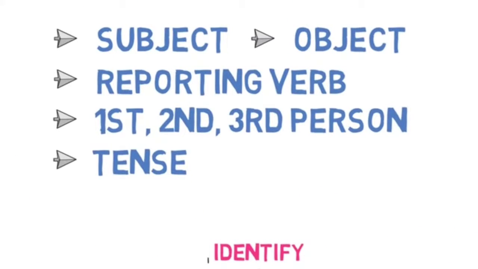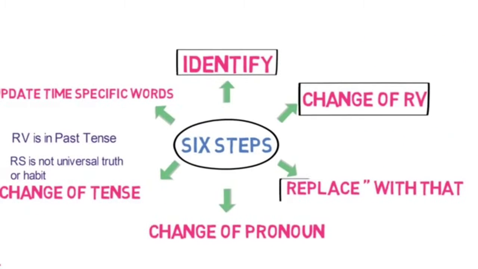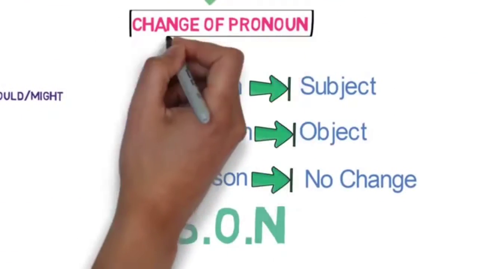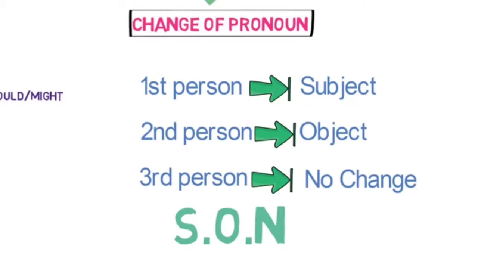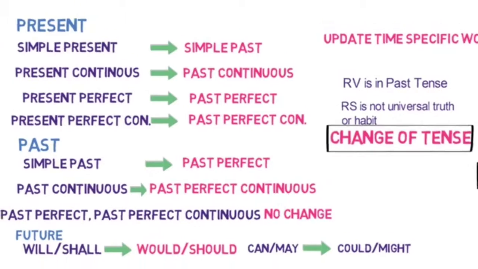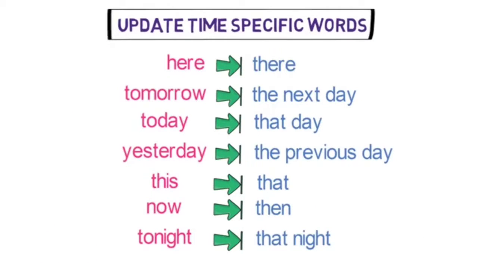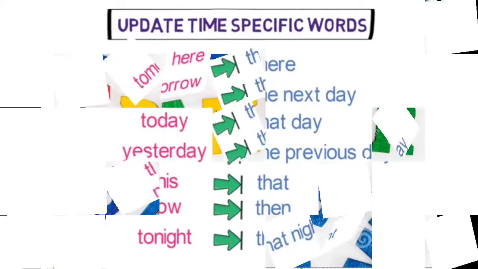These are the important six steps we need to change the sentence from direct to indirect speech. First and foremost step is to identify subject and object, reporting verb, first person, second person and third person, and tense. The second step is change of reporting verbs as per the verb flow. The third step is replacing of inverted commas with that. The fourth step is the change of pronoun as per the verb flow. The fifth step is change of tense as per the verb flow. And finally, update the time specific words as per the verb flow.